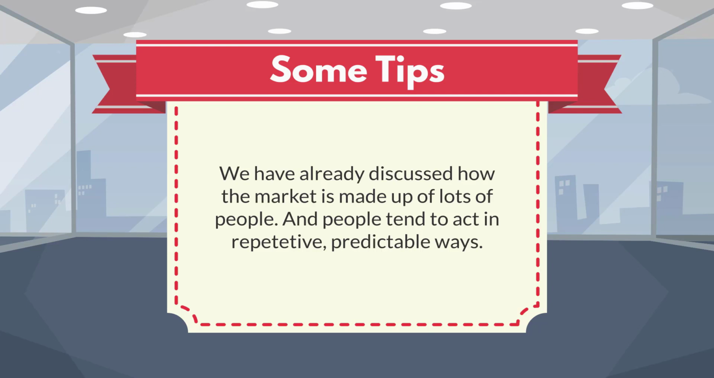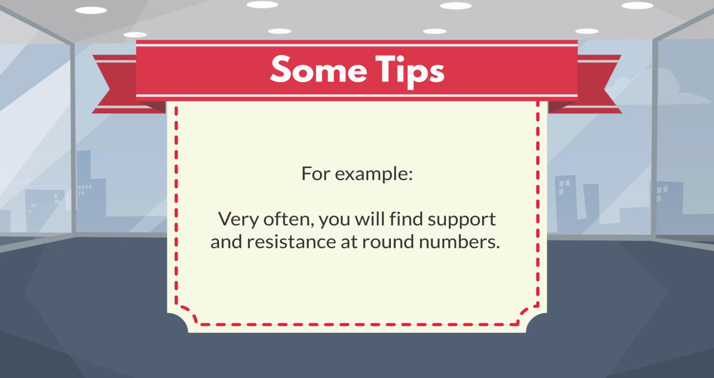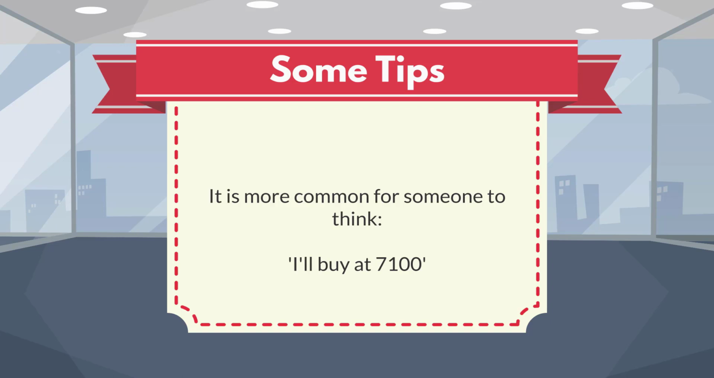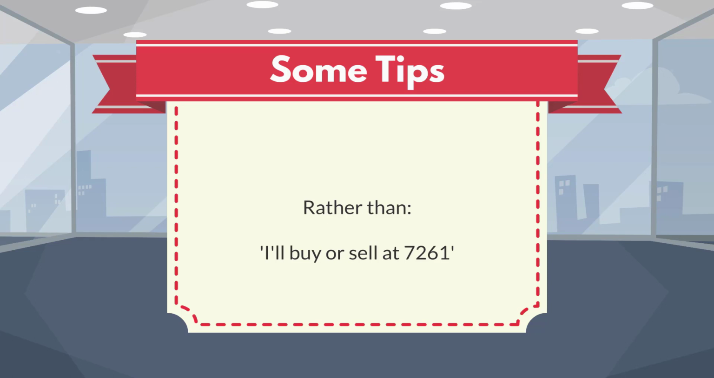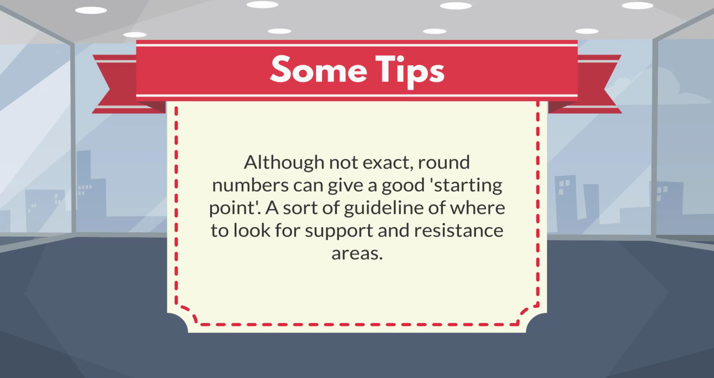We have already discussed how the market is made up of lots of people, and people tend to act in repetitive, predictable ways. For example, very often you will find support and resistance at round numbers. It is more common for someone to think, I'll buy at 7,100 or I'll sell at 7,100, rather than I'll buy or sell at 7,261. Although not exact, round numbers can give a good starting point, a sort of guideline of where to look for support and resistance areas.